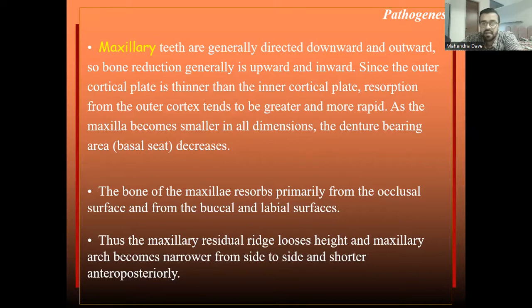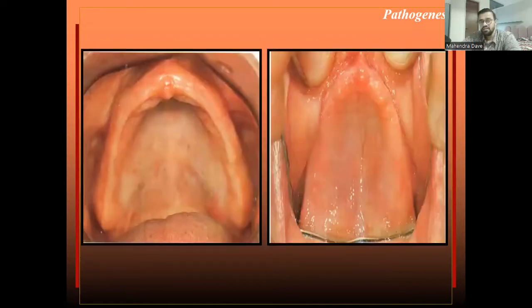The bone of the maxillae resorbs primarily from the occlusal surface and from the buccal and labial surface. Thus, the maxillary residual ridge loses height and the maxillary arch becomes narrow from side to side and shorter antero-posteriorly. This figure shows the pattern of maxillary residual ridge resorption.